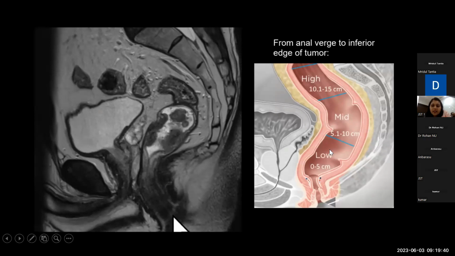The low rectum includes the anal canal, and it's 0 to 5 centimeters, the lowermost, from the anal verge to the lowermost margin of the tumor. If it lies within 5 centimeters of the anal verge, it is a low rectal tumor. For mid, it's 5 to 10, and for high, it is 10 to 15.